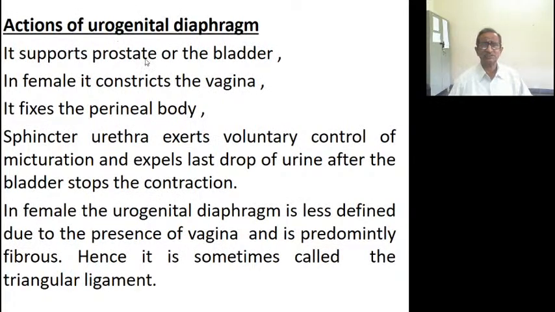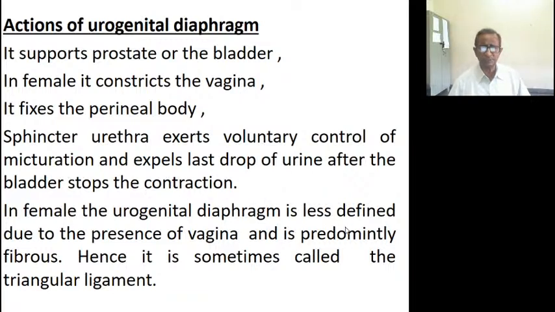Now, actions of urogenital diaphragm. It supports the prostate or the bladder in male. In female, it constricts the vagina. It fixes the perineal body. Sphincter urethrae exerts voluntary control of micturition and expels the last drop of urine after the bladder stops contraction. So this sphincter urethrae of this urogenital diaphragm expels the last drop of urine after bladder stops contraction.